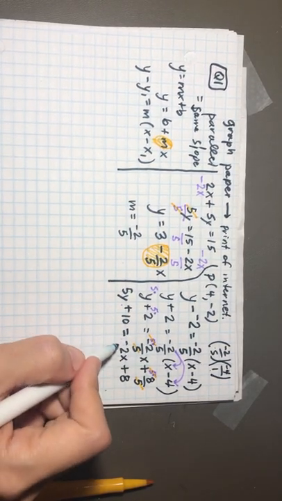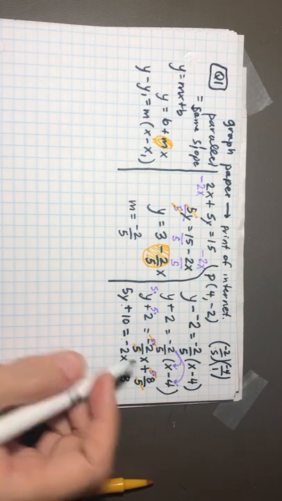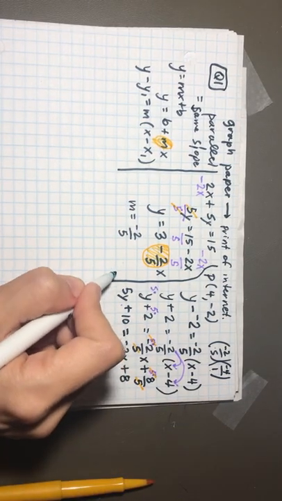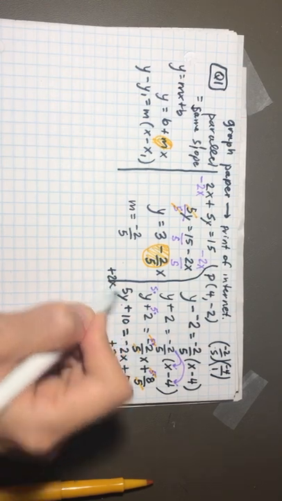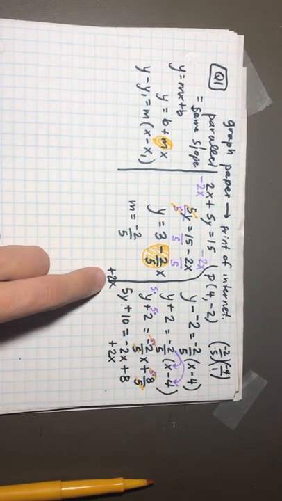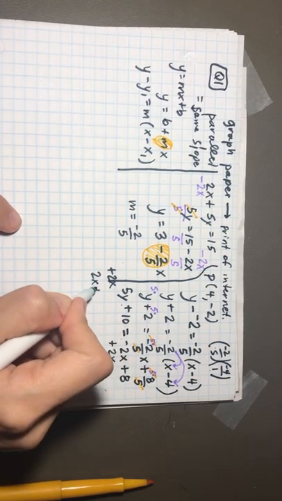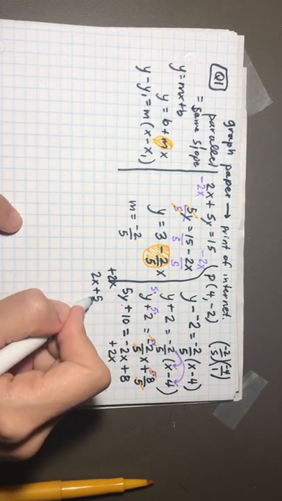So now my answer has x and y on the same side. So I'm going to add 2x to both sides. And I can't really align it underneath there because these terms aren't alike. Now when I rewrite this, 2x, I added the 2x to this side.